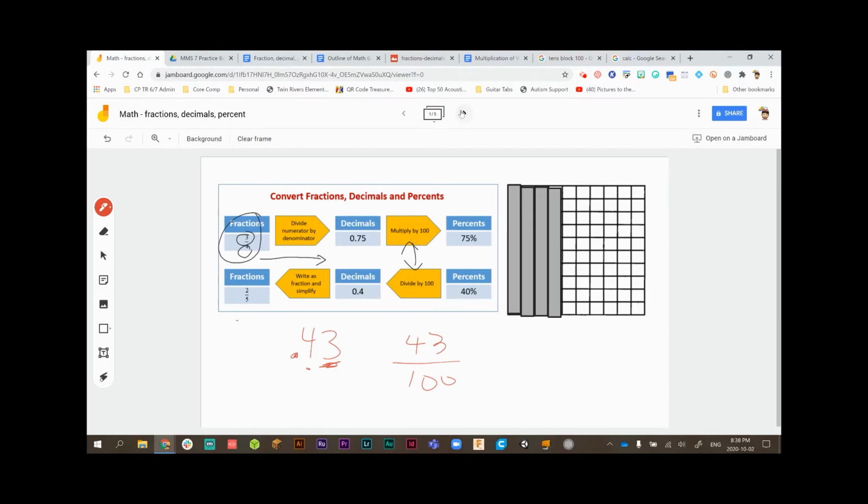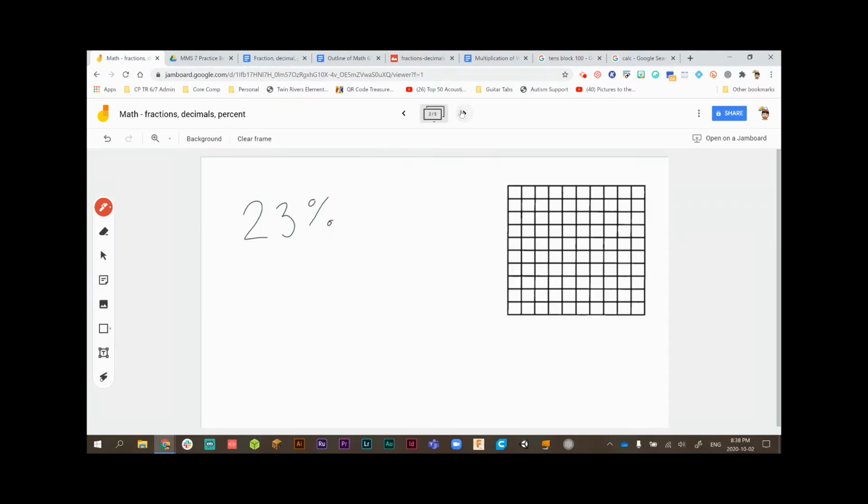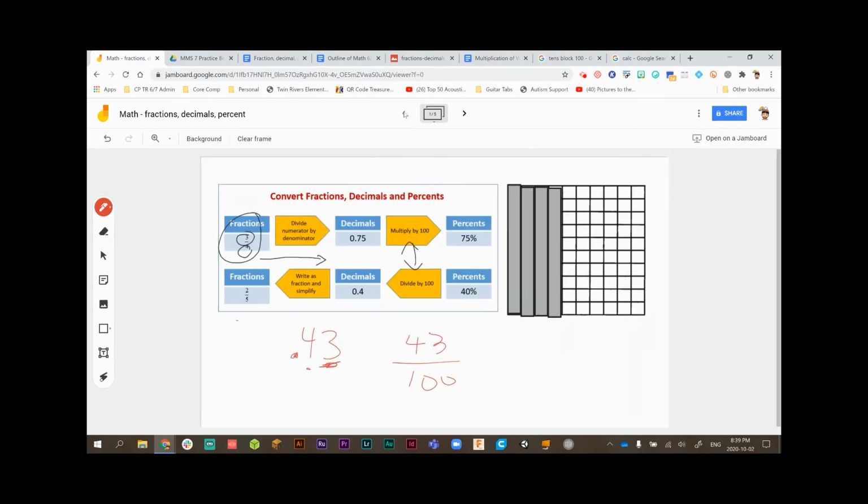Now we're going to move on to another example. And this is what's going to help you with your worksheet. So here we go. I have a percent. You need to tell me the fraction, and you need to tell me the decimal. If you can't remember, go back to here, look at the picture.